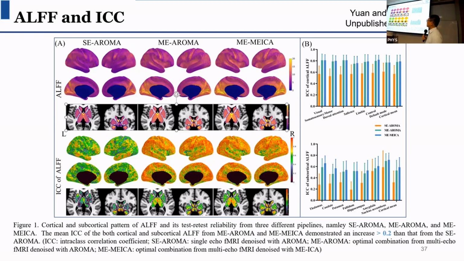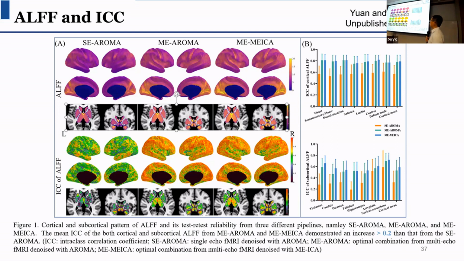Then you can see this measures the amplitude of low frequency fluctuation. This is our two different data processing of multi-echo, and this is a single echo. So you can see the difference from this one to the other one. These two look quite similar, right? But if we move to the ICC, which I defined previously about the reliability, you can see how much benefit this multi-echo method can bring you in your study.